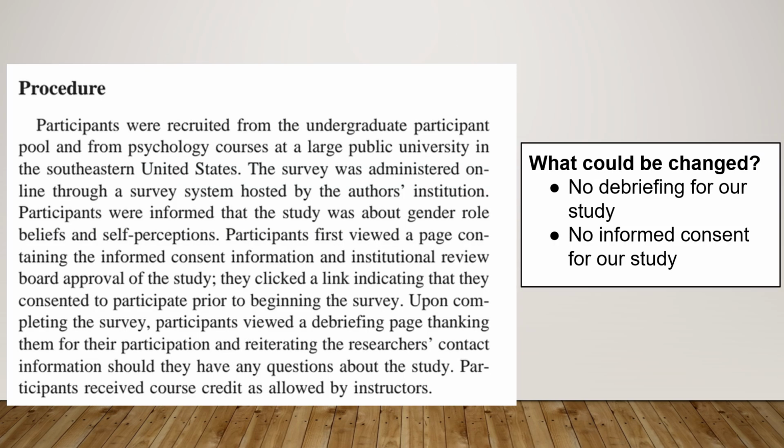So here's an example of a procedure section. Again, here it's talking about the undergraduate participant pool from a large public university. There's information about gender role beliefs and self-perceptions. They clicked on a survey link, and it goes all the way through all the details. But there's still a couple things that might be missing here. It's pretty good, but it doesn't talk about the fact that there's no debriefing and no informed consent, which you could include there. So this is a pretty good model. You can take this and put it in your own words, of course. Do not plagiarize this, but this is the same level of depth you are looking for.